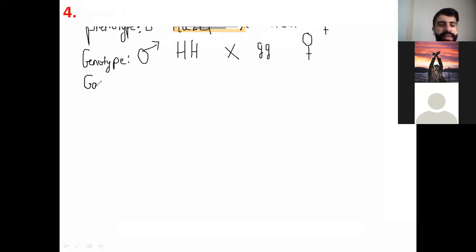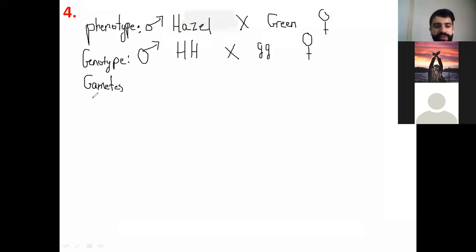Then we move to the gametes. Gametes, of symbol gamma. What are the different gametes for the male?